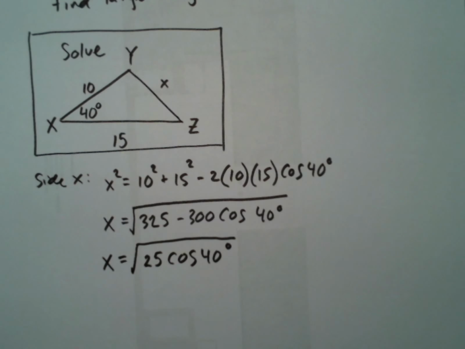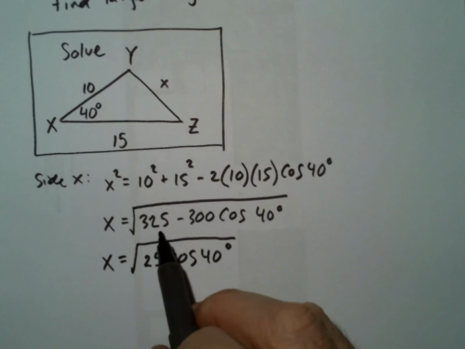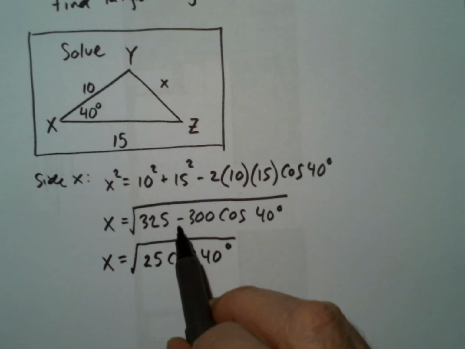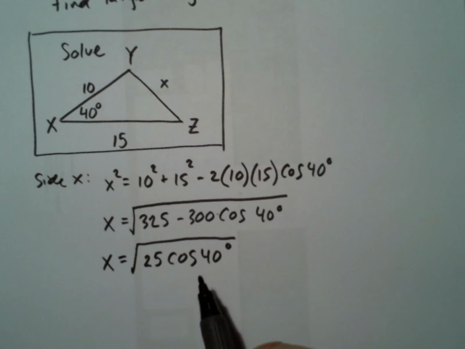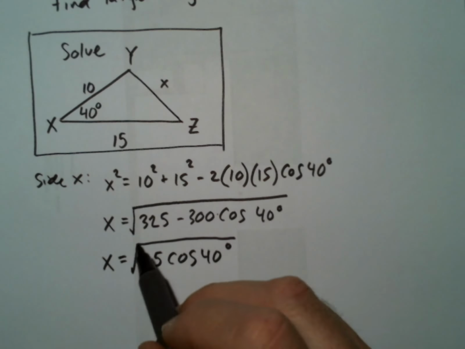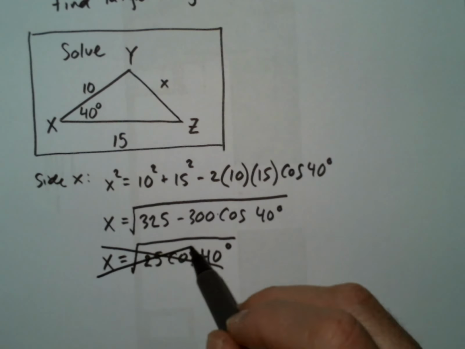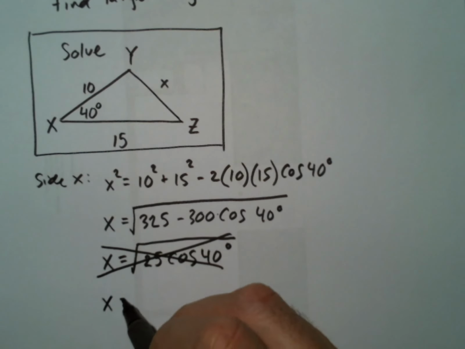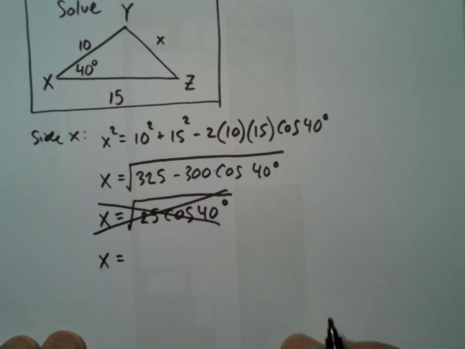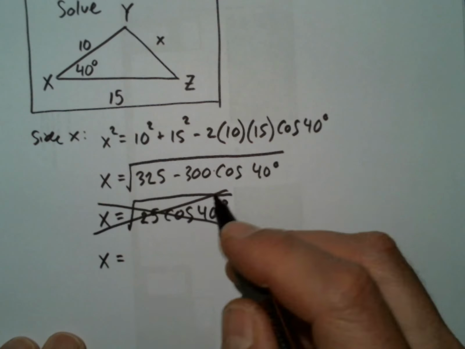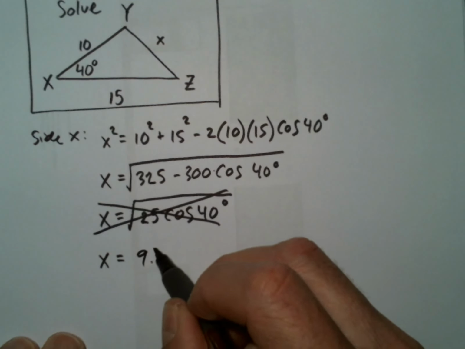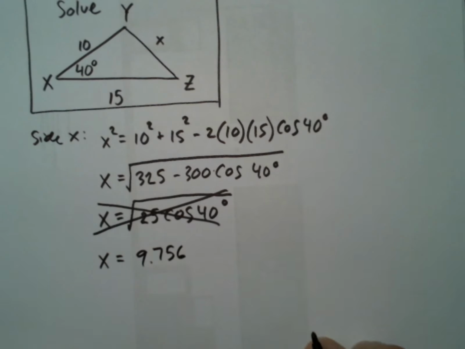So I hope you saw the mistake. This is a common mistake where students will combine the subtraction before doing multiplication. So that's not following the order of operations rules. We cannot combine these. So this is incorrect. Don't do that. And we just have to enter this into the calculator and we'll get 9.756.